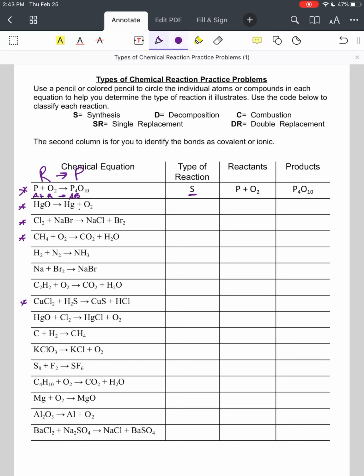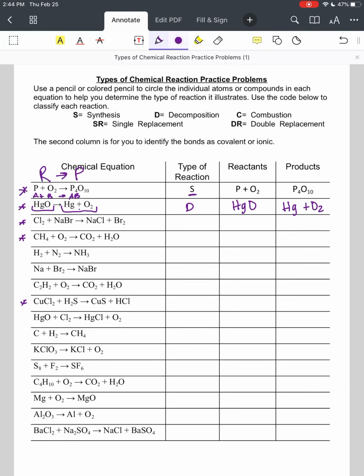I'm starting with one thing, and it's breaking apart into two things. Okay, so when that happens, it's decomposing. That's a decomposition reaction. My reactant is HgO, because that's what's on this side of the arrow. My products are on the right side of the arrow, so that's these right here.